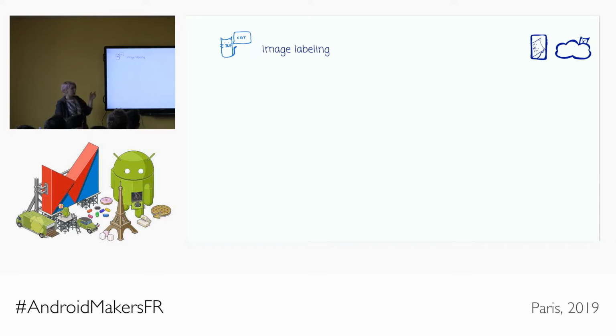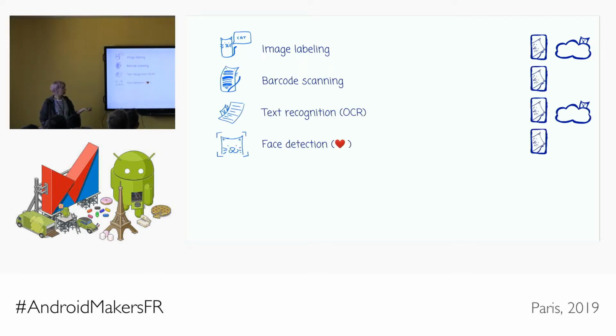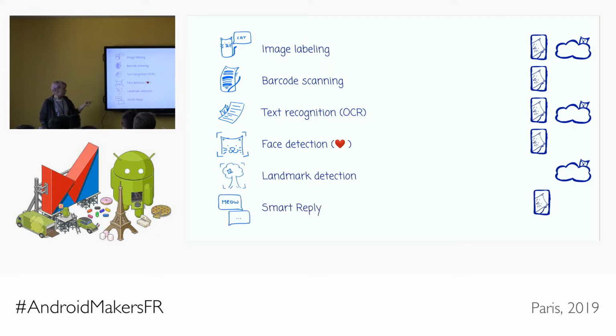So you have image labeling: you take a picture and you get some labels to describe it. You have barcode scanning, text recognition, face detection, my favorite, you can take a look at it after. Landmark detection, to find famous places in a picture. And at the end, smart reply. I made a lot of jokes about this one because it was not coming, promised since May last year, and they just released the first part in January, and finally the real smart reply a few weeks ago. We'll take a look at it also after.